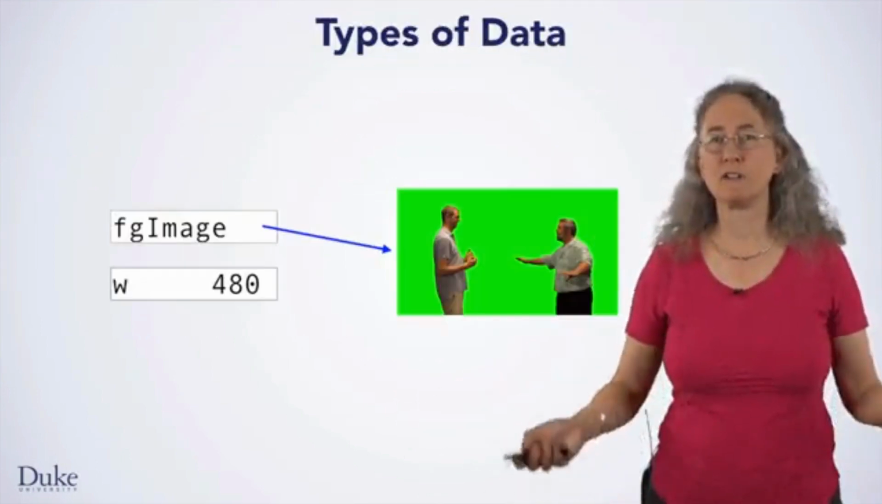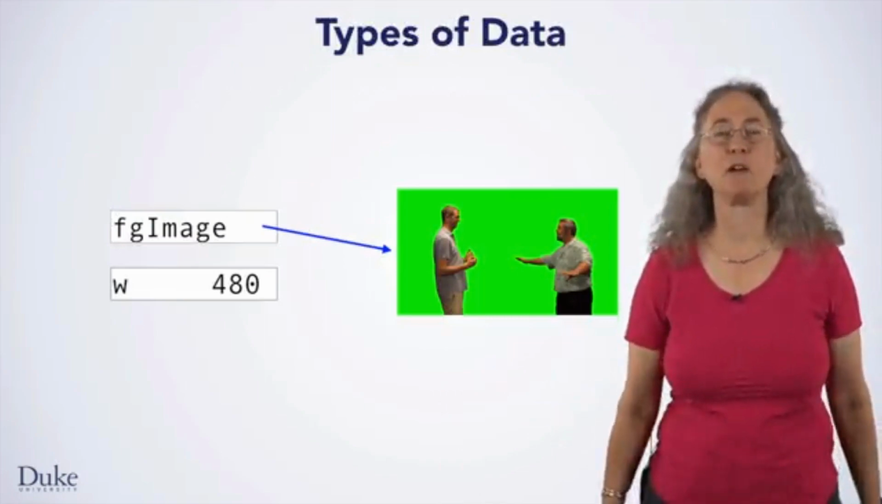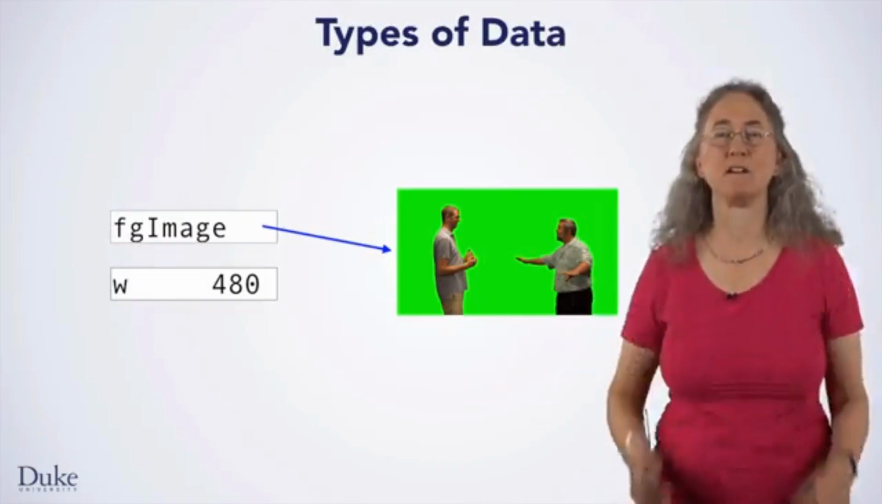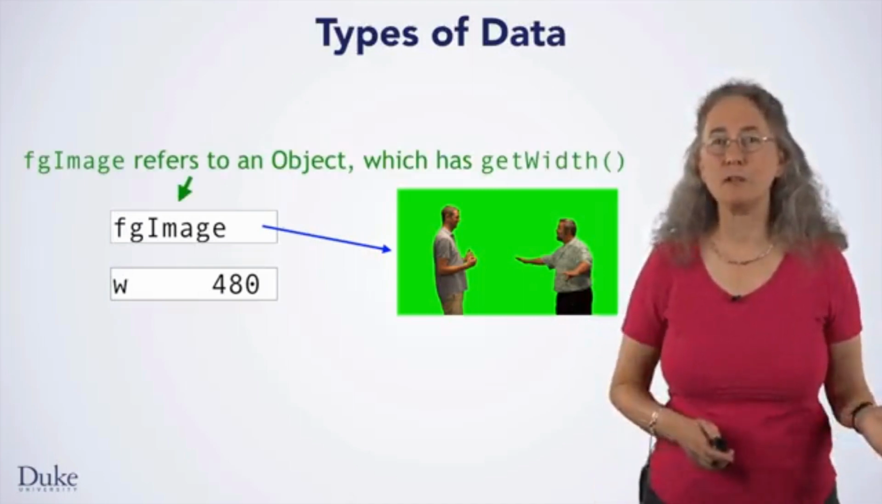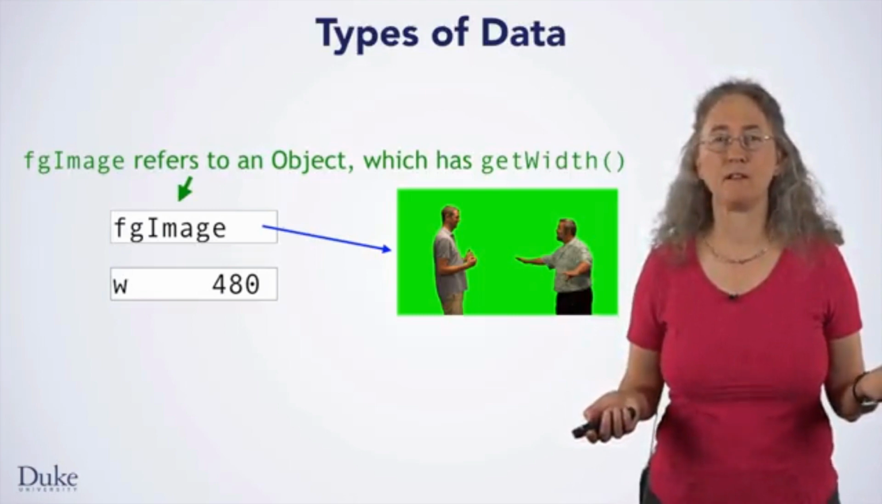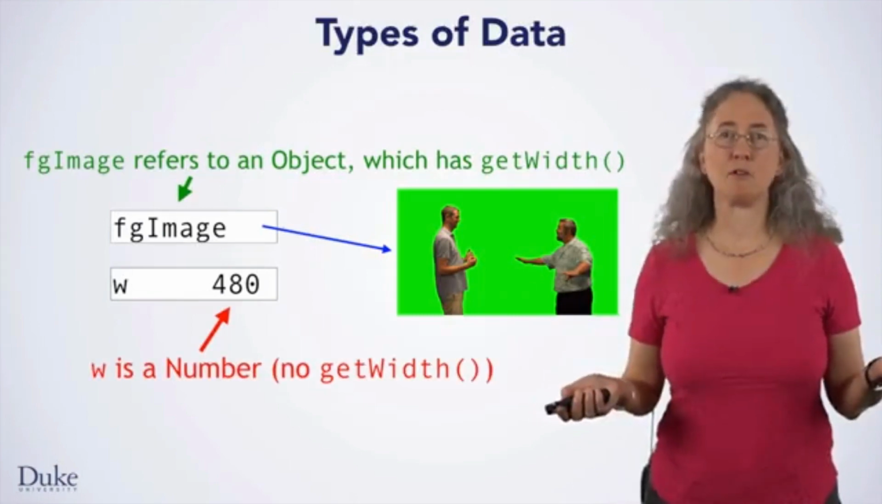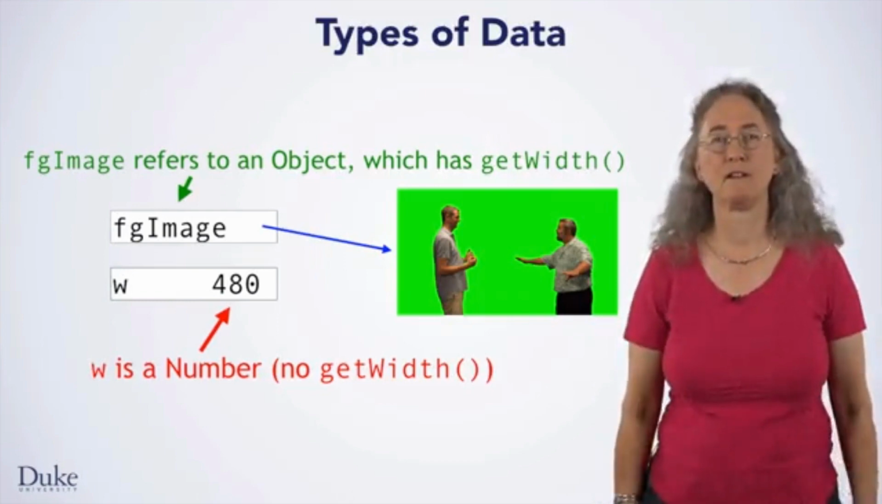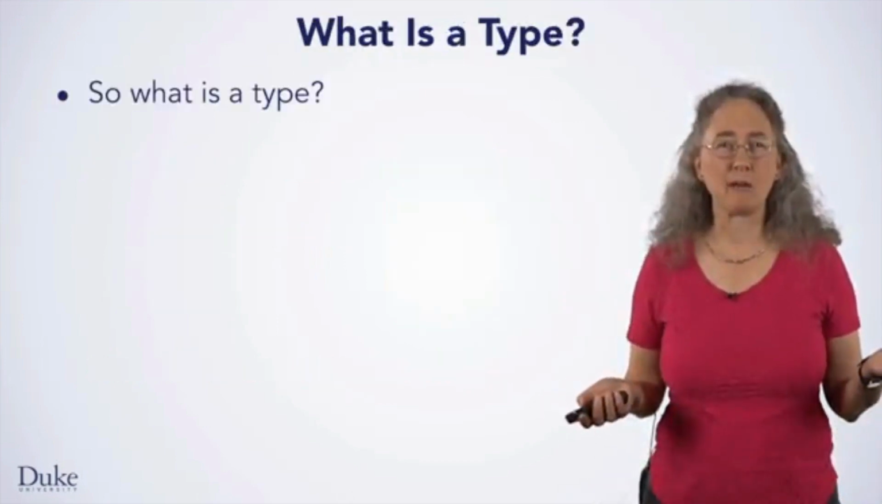If we go back to our diagram that depicts the state of the program, you will see that we were working with two different types of data. FGImage refers to a simple image, which has a getWidth method. But W is a number, a type of data that does not have a getWidth method. So what exactly is a type?